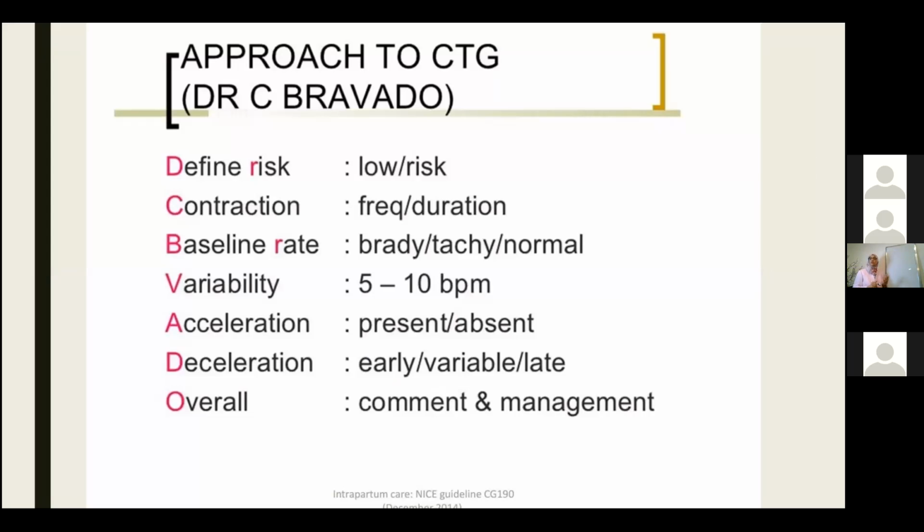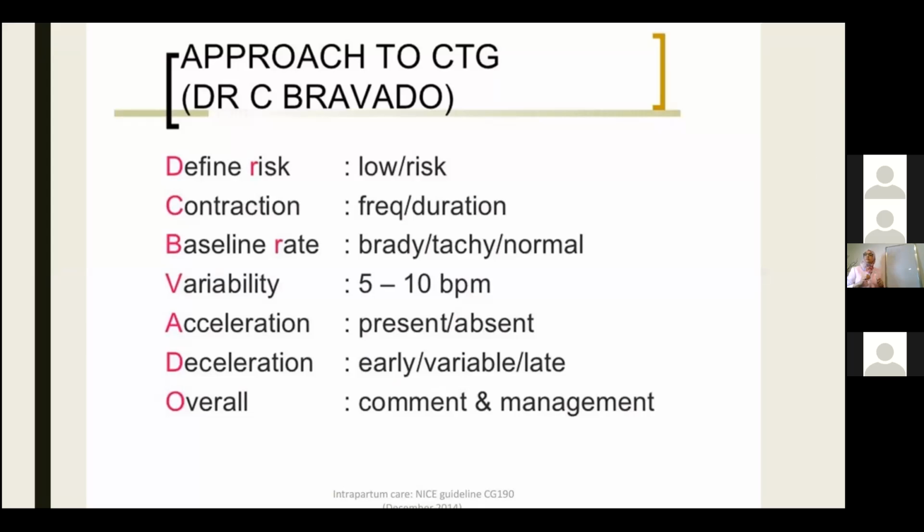Now, whenever you want to remember the CTG and all the different things in it, we have a very good mnemonic, which is Dr. C. Bravado. So let us start with that. That's how you would write it, Dr. C. Dr. means define the risks.